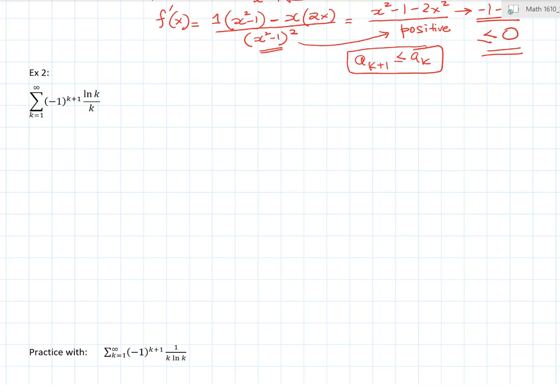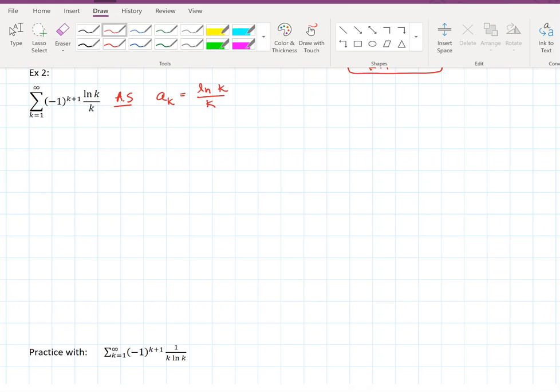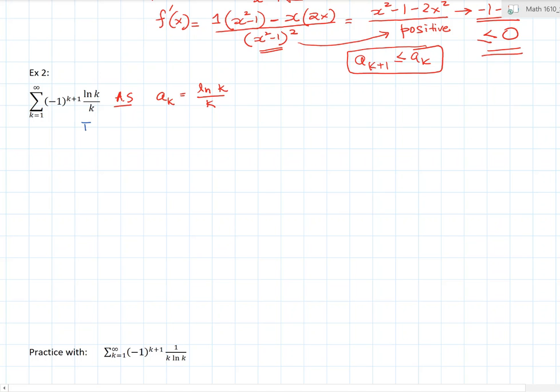Okay, let's continue with the next example, and clearly this is an alternating series, and a_k is ln k over k. So test 1 is simply to check what is the limit of this sequence, of these terms a_k. We have seen this before. Clearly this is infinity over infinity form.